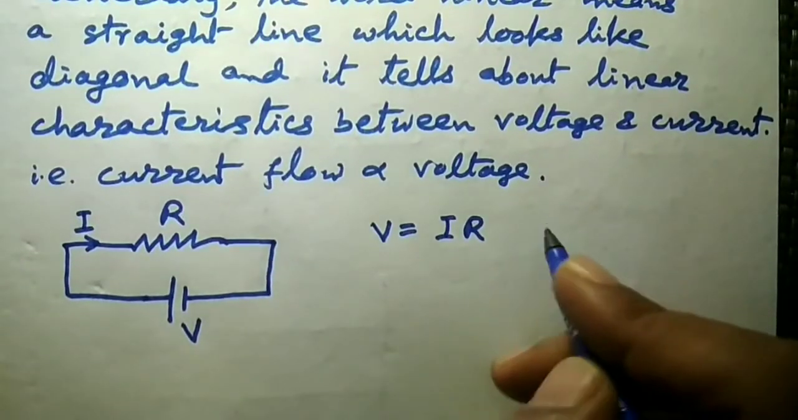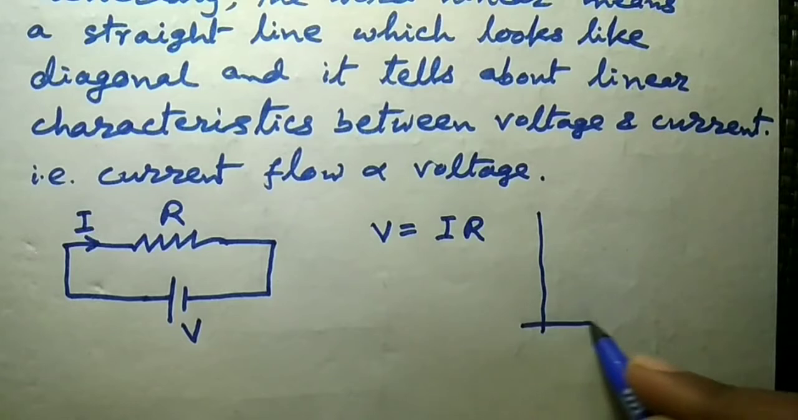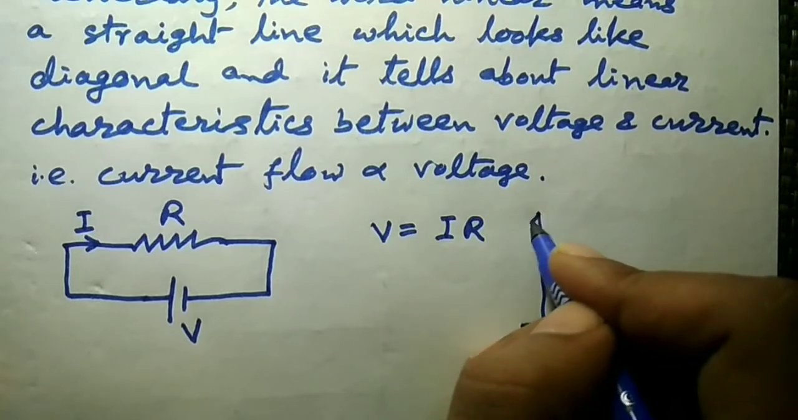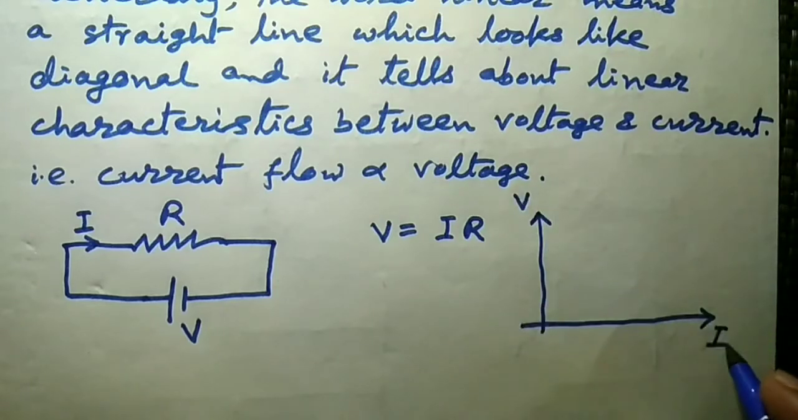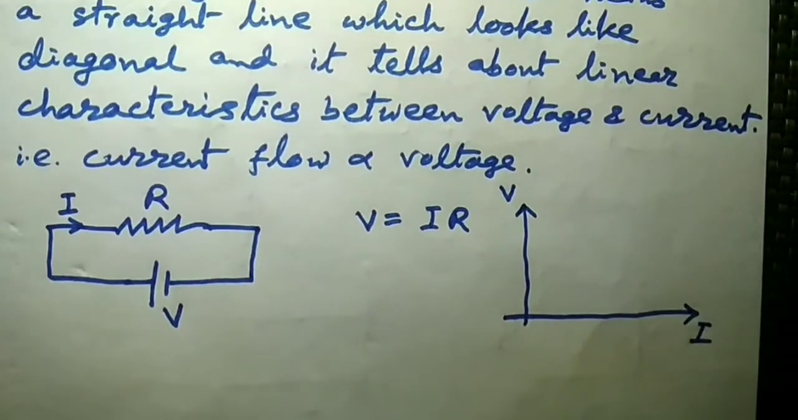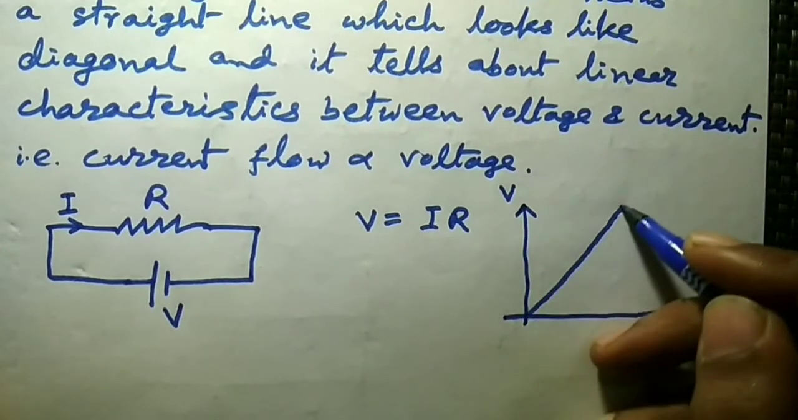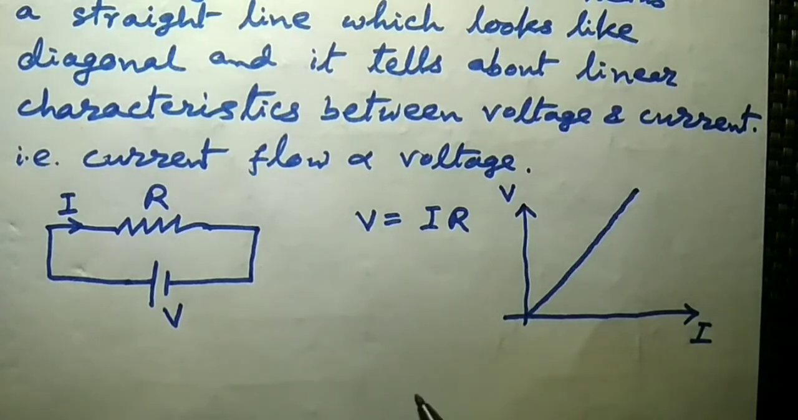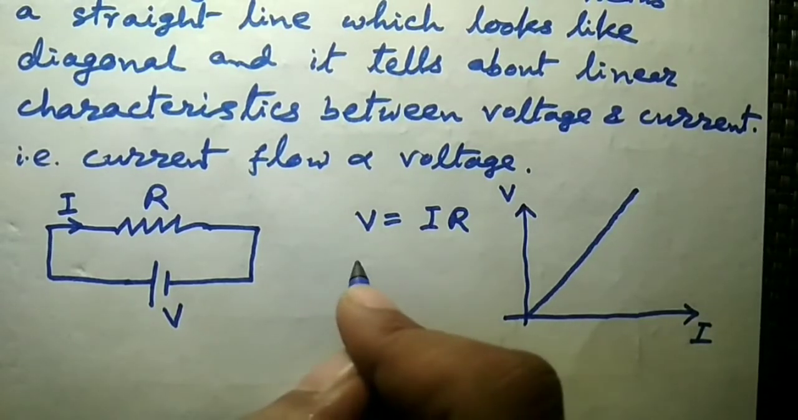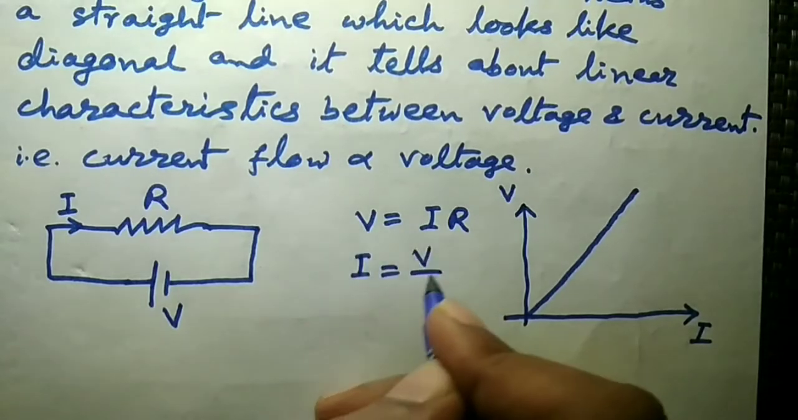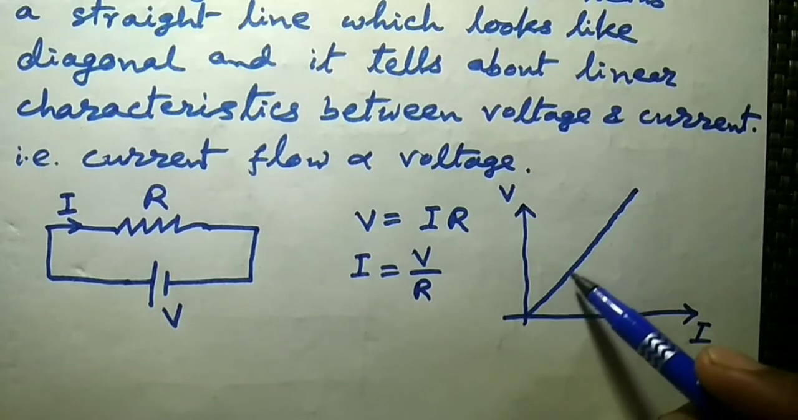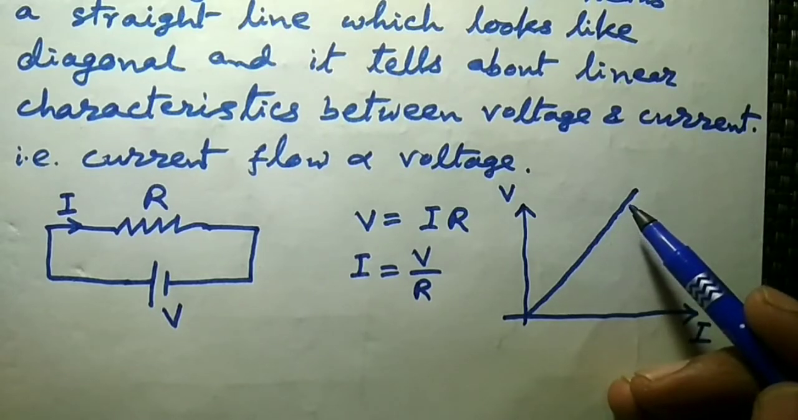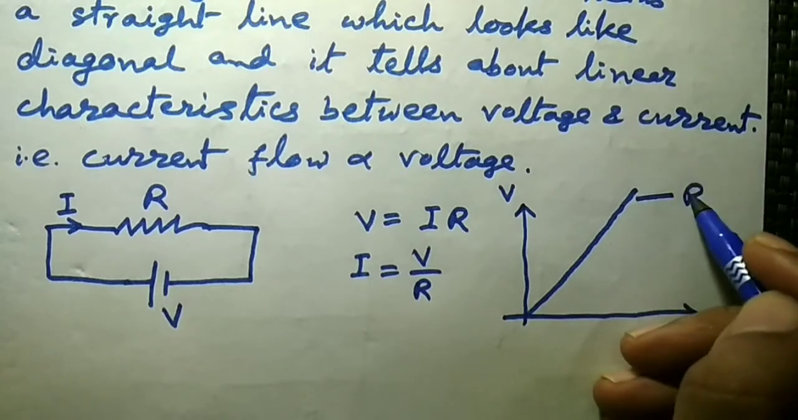Now, if we want to draw the V versus I characteristics, then the characteristics of this circuit will be a straight line passing through the origin. This means when the voltage is 0, the current will also be equal to 0, because from Ohm's law we can write I equal to V upon R. And as the voltage is gradually increasing, the current will also be increased in the same proportion. Now this slope is called the resistance.